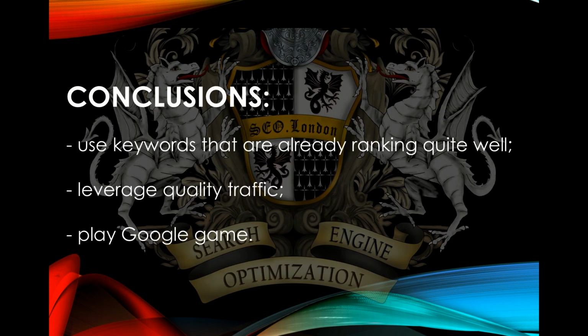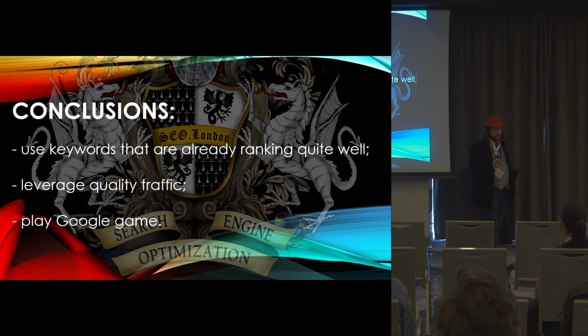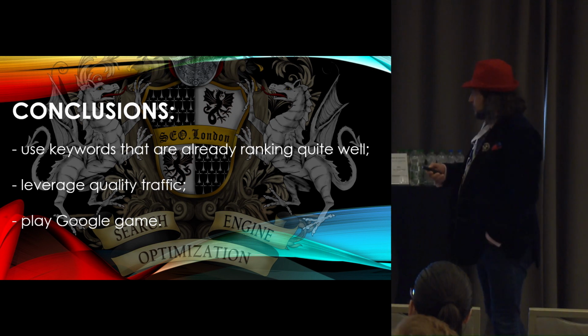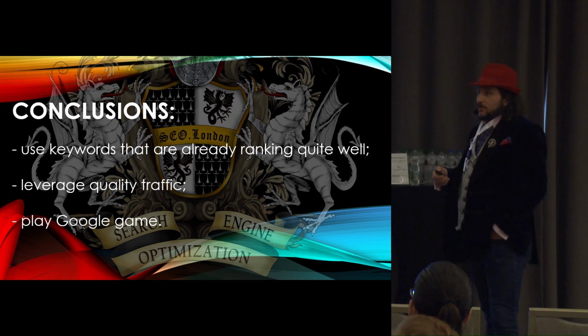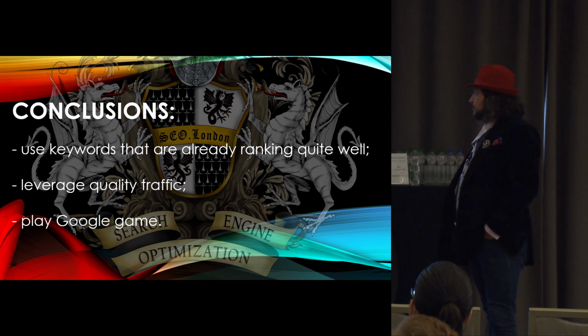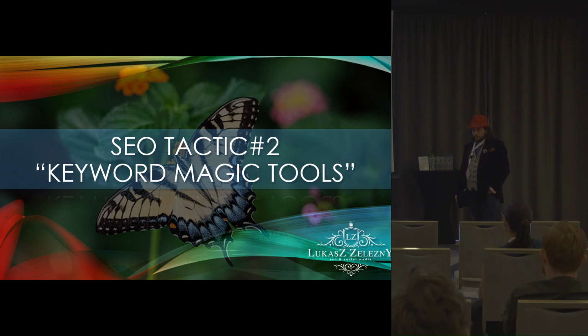Conclusion, use keywords that are already ranking quite well, leverage quality traffic, and play Google game. Use Google as your advisor. Google is telling you what keyword to use. SEO tactic number 2, keyword magic tool.